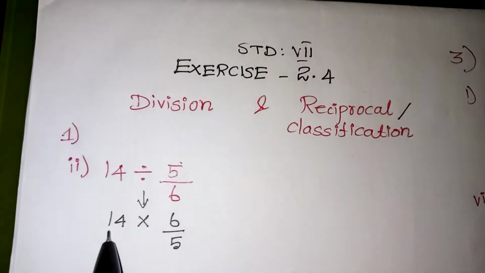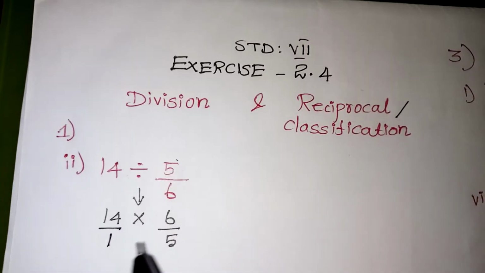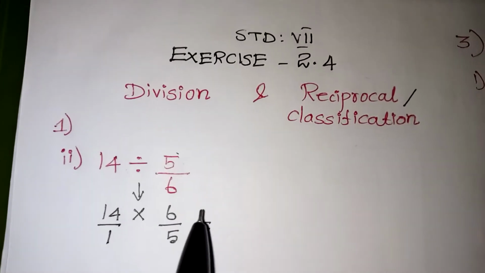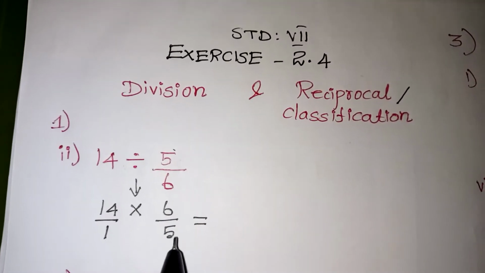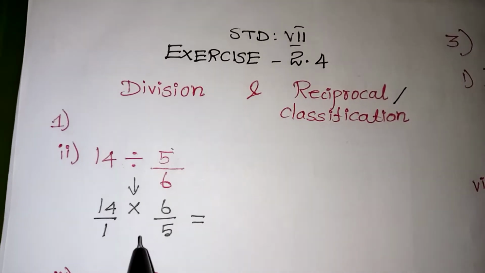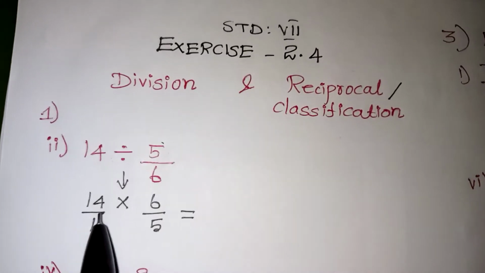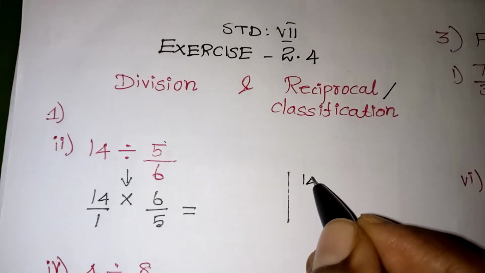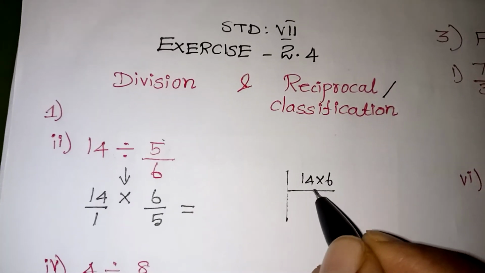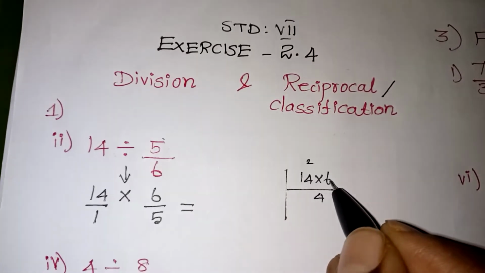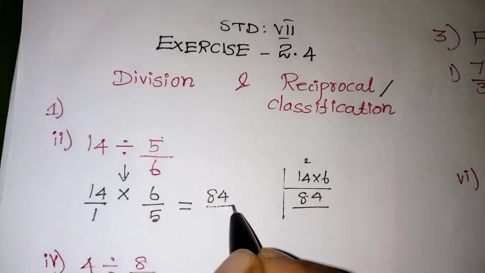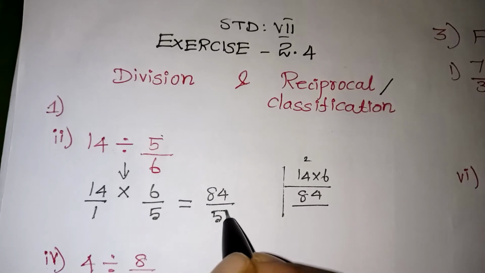So here 14 has no denominator, take it as 1. Here numerator and numerator should be multiplied. Denominator and denominator should be multiplied. If there is anything to cancel, you can cancel. Otherwise you can multiply directly. So here 14 into 6 we have, 6 4s are 24, balance 2, so 84. So 84 is the numerator, and the denominator is 1 5s are 5.